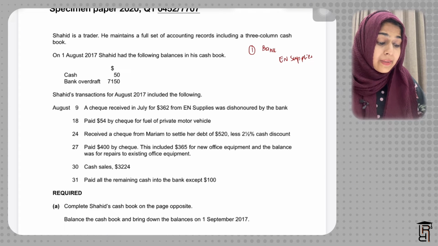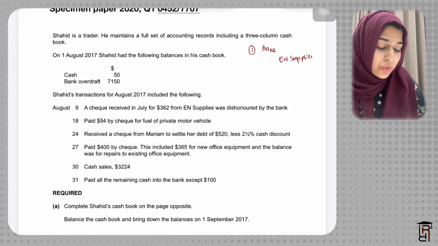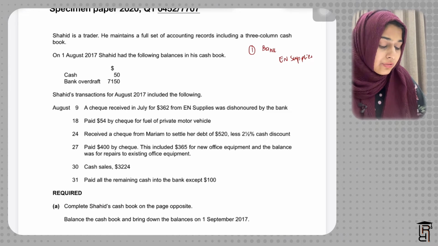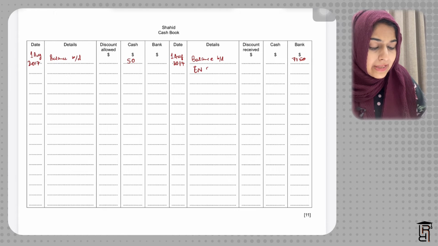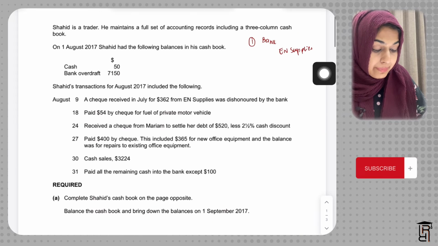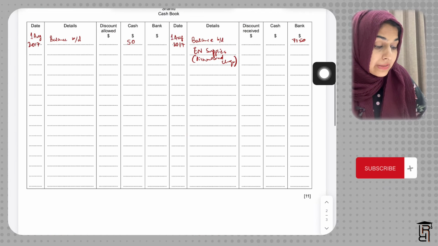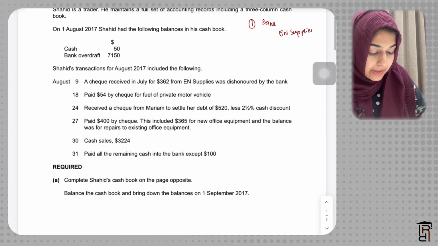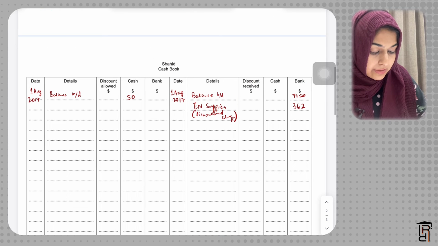So now what Shahid needs to do is that, since he debited the bank when he received the check, he now needs to credit the bank. He should write here EN Supplies, and in the brackets he should write Dishonored check, and this should go in the bank column, 362. So basically this is August 9, so I write here 9th August.